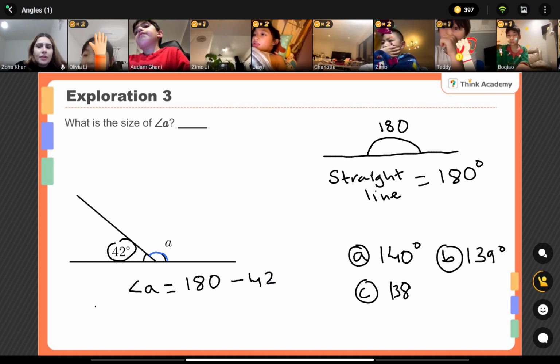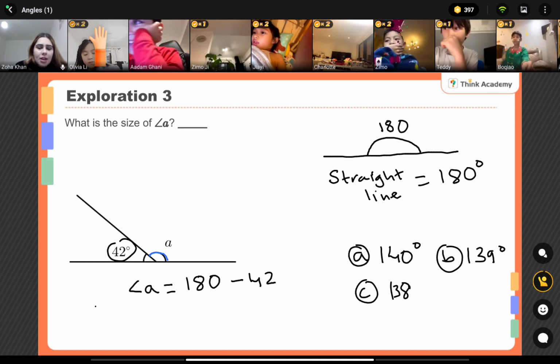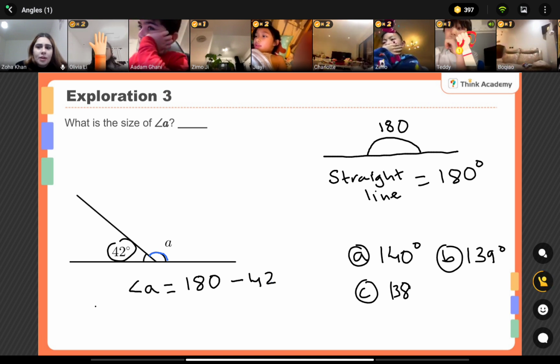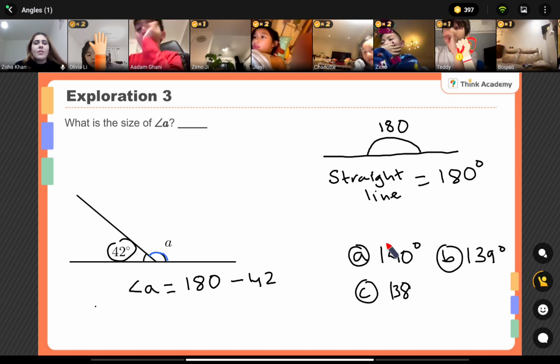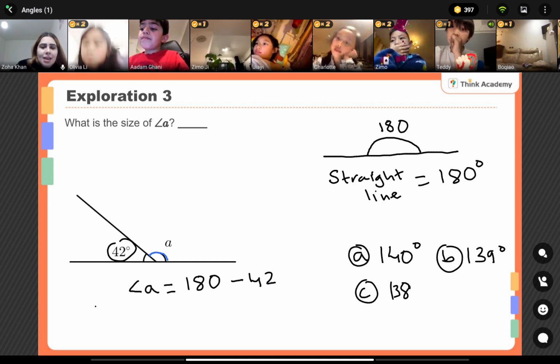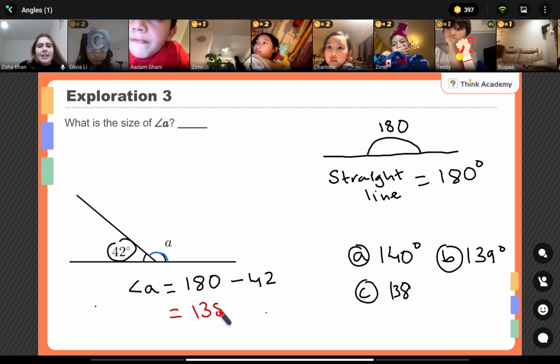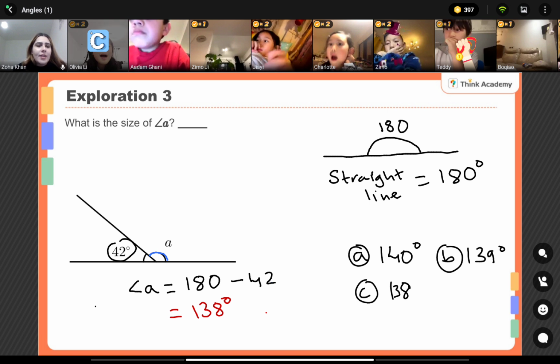5, 4, 3, 2, and 1. So everyone, 180 minus 42 is going to be equal to 138 degrees. That's what you should have got.